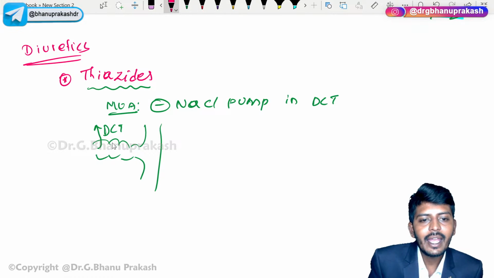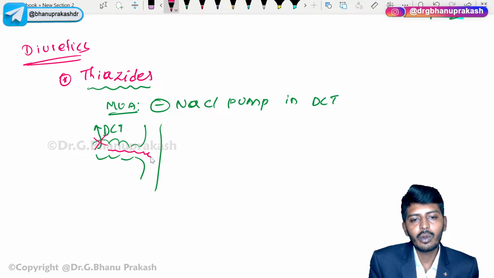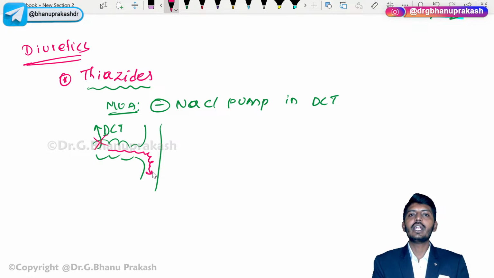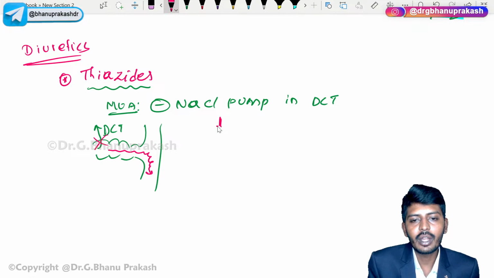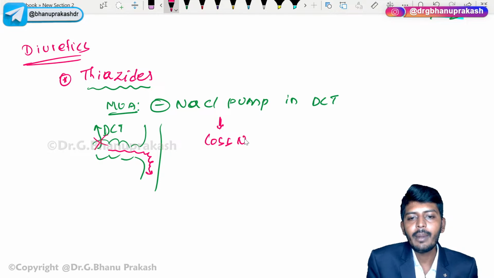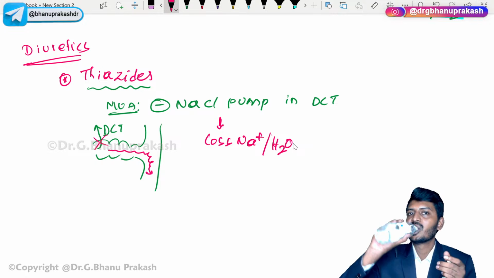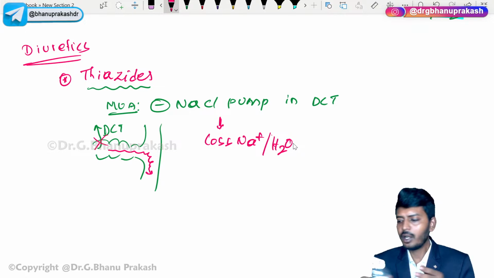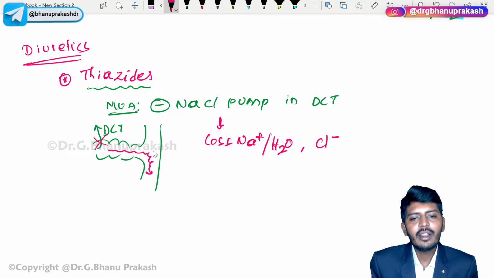Now what will I do? I will close this reabsorption. If sodium and chloride is not reabsorbed, all the sodium and chloride will go into the urine. That will cause the loss of sodium. If sodium is lost, it will also take water with it, because in the kidney the golden rule is water follows sodium. Also loss of chloride ions will be there, and because of sodium going to the collecting duct, potassium can also be lost.